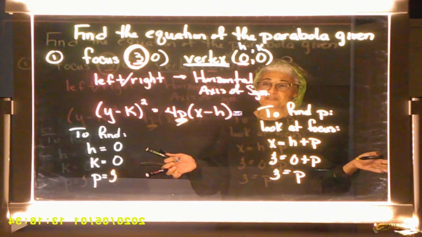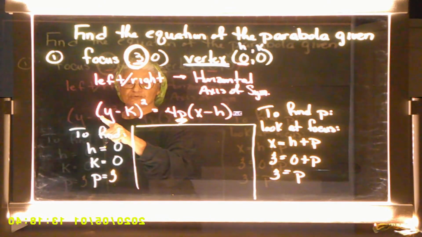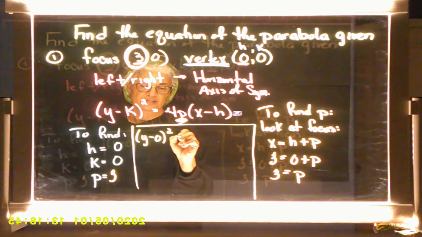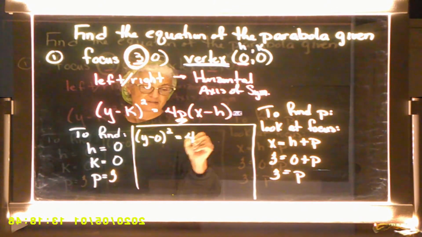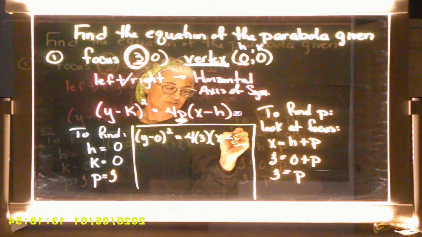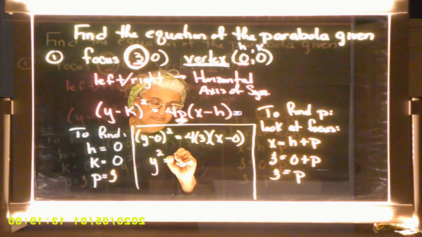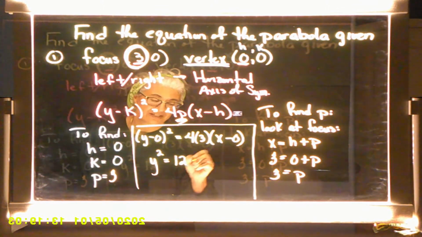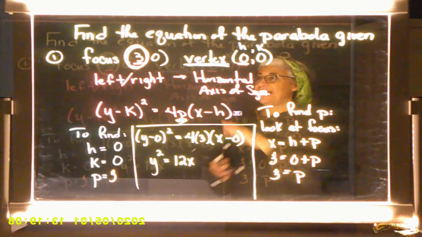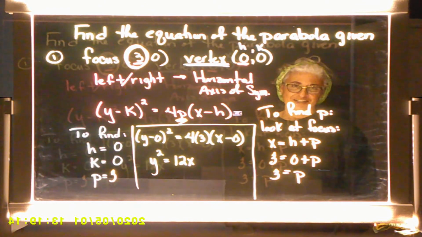So now I have got my value for p. Ready to fill in all the puzzle pieces? Okay, here's my board space I'm going to work with. So, parentheses, y minus k squared equals 4 times p times the parentheses of x minus h. Good? Well, this would just be y squared, wouldn't it? This would be 12, and x minus 0, yeah, that's just x. So there's the equation of the parabola that has these 2 pieces of information. Cool? Hang in there. Got another problem for us.